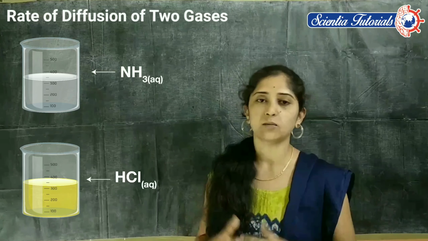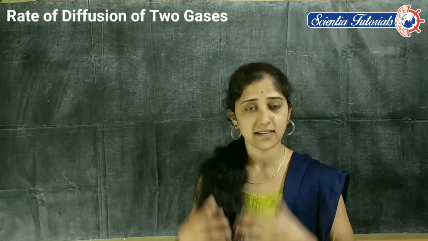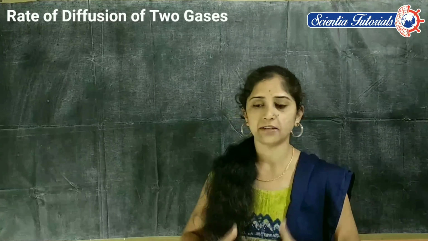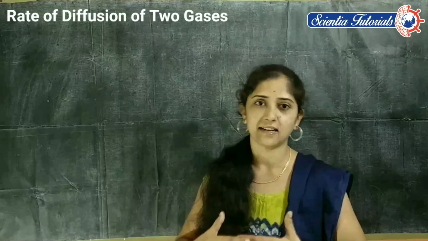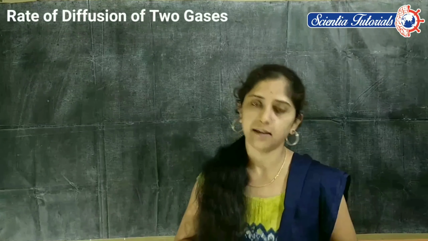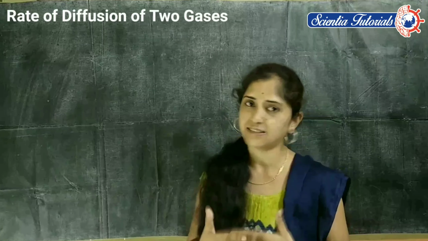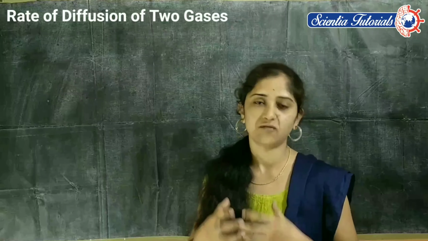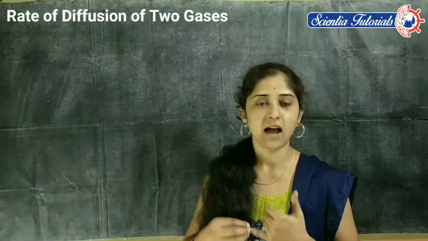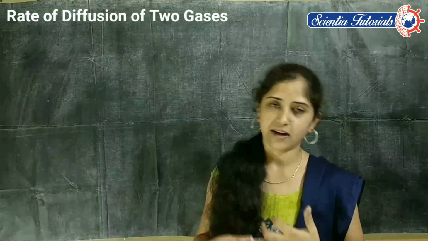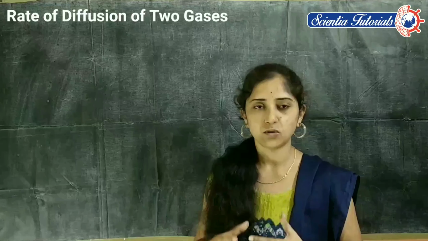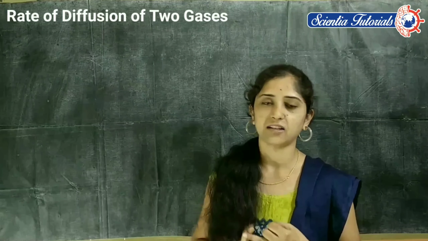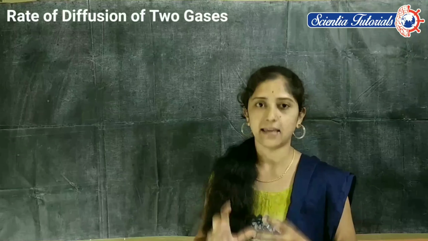So what are the procedure and the materials required? What is the aim of this lab activity? When we discuss a lab activity, we follow certain procedures. First, what is the aim of this lab activity? Here, the aim is to identify the rate of diffusion of two gases, ammonia and hydrogen chloride gas. So we are going to observe the rate of diffusion for these two gases. This is our aim.